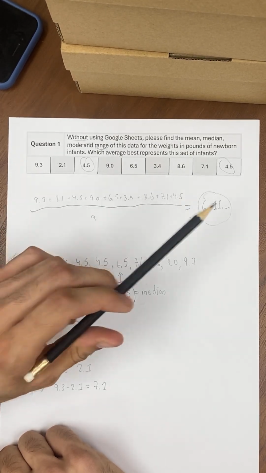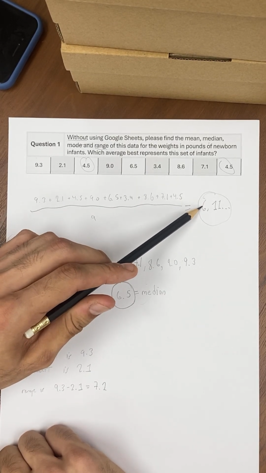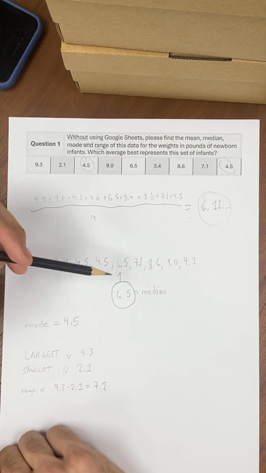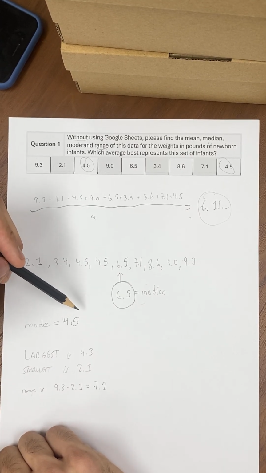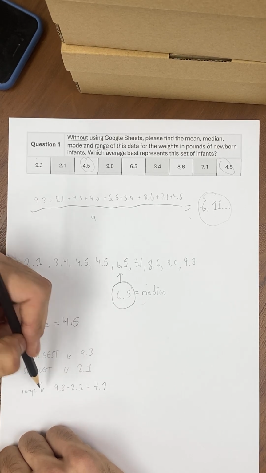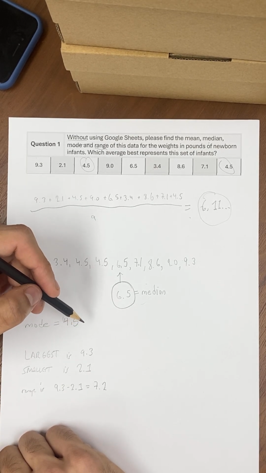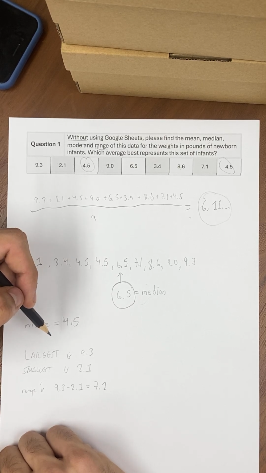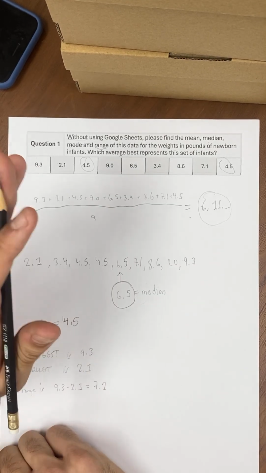If you chose mean, that's okay. You may have reasons for choosing that. If you chose mode, that's okay as well, because it appears twice. But range cannot be the correct answer. Range is never a representation of the average. Keep that in mind.